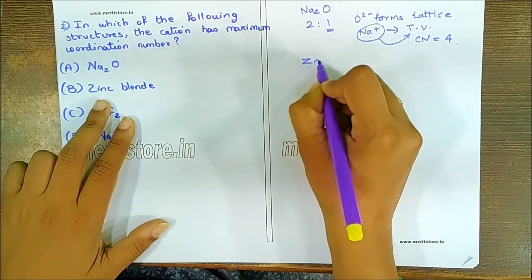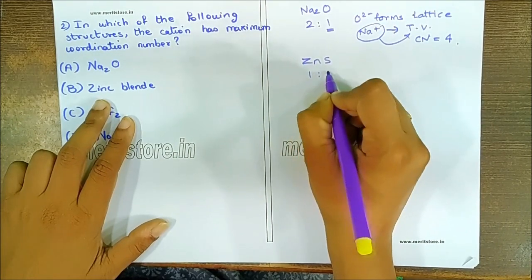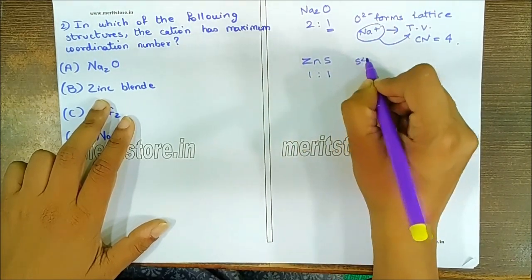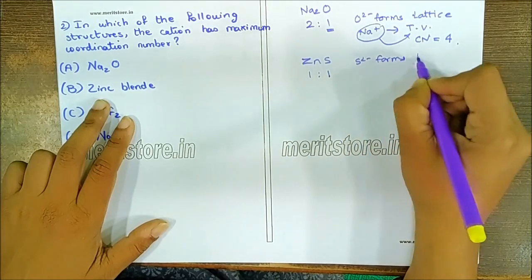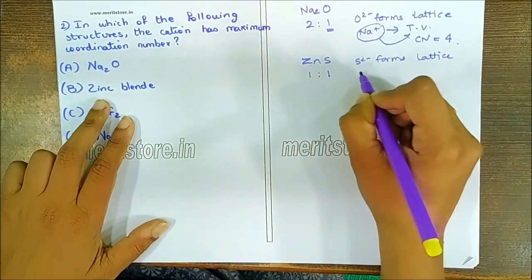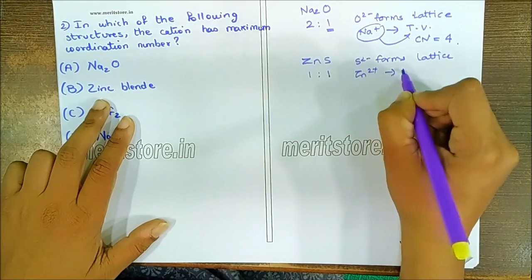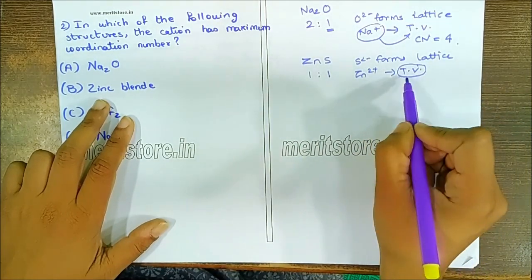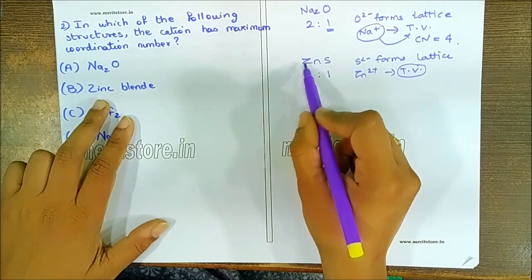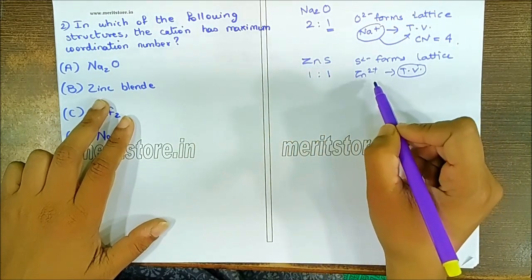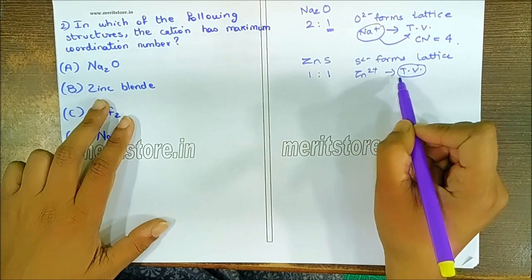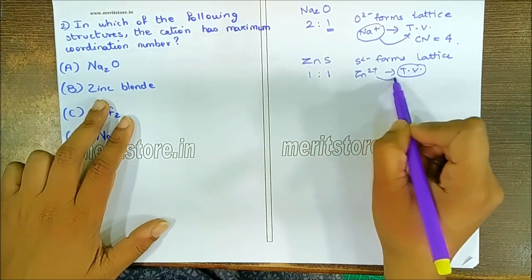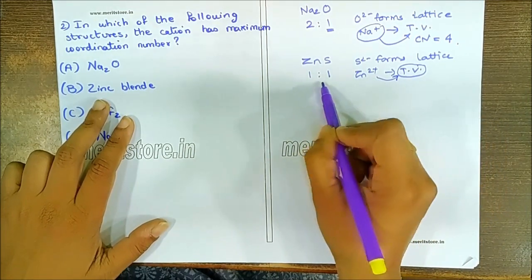Next option we have zinc blende. The ratio is 1:1. Here S2 minus ions form the lattice and Zn2 plus goes in the tetrahedral void. We have written the answer tetrahedral void just because the zinc size is very small, so it will prefer to go in a tetrahedral void. Though it is occupying the tetrahedral void, the ratio is still 1:1.